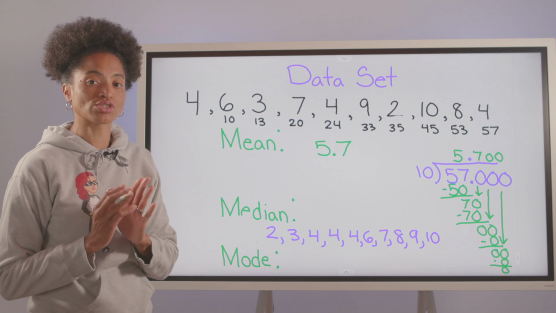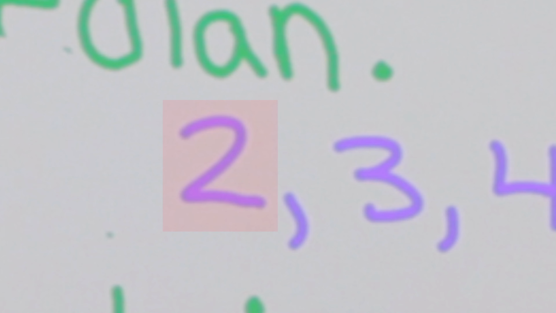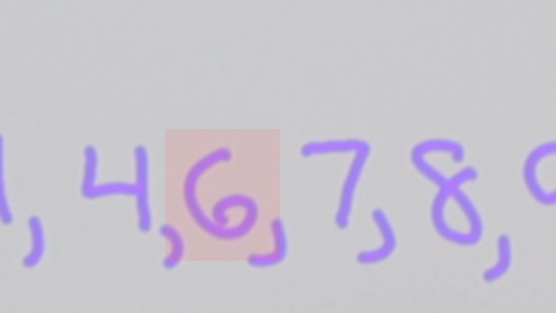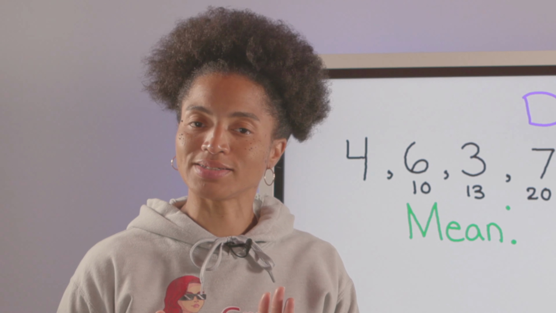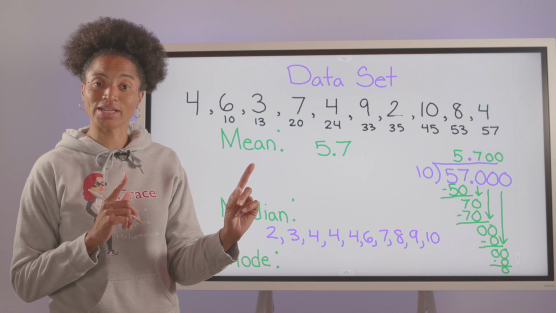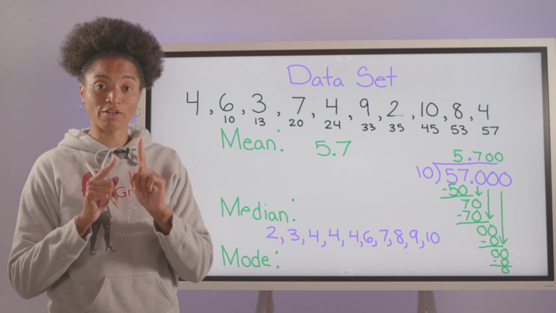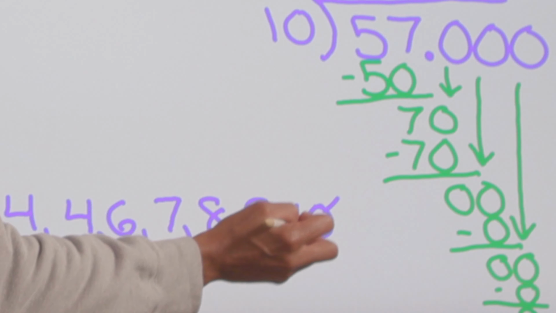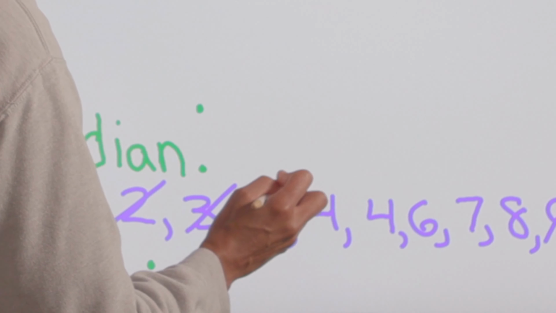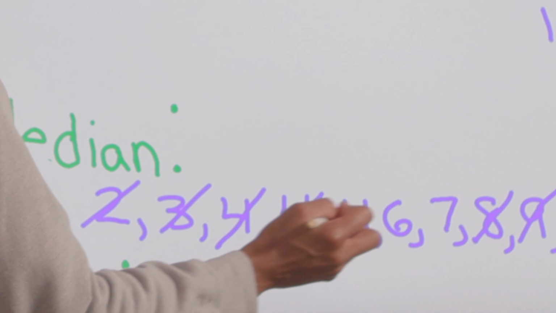I'm double checking to make sure I have 10 data values here. 1, 2, 3, 4, 5, 6, 7, 8, 9, 10. Now, I have my numbers, my data values actually, in order from least to greatest. I need to find the middle of my data. So I'm going to cross out from end to end. 1, 1, 2, 2, 3, 3, 4, 4.